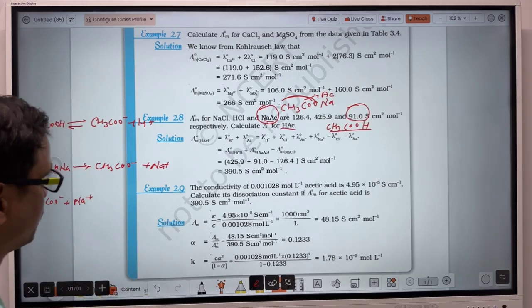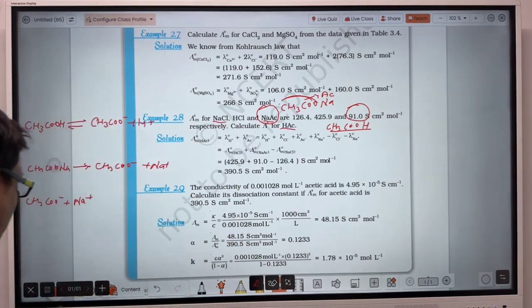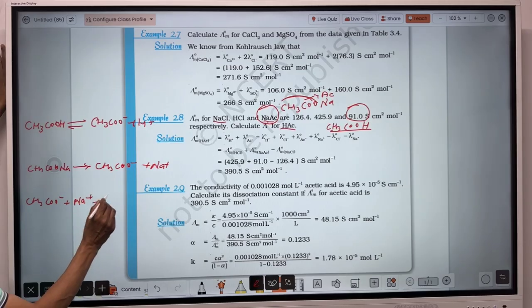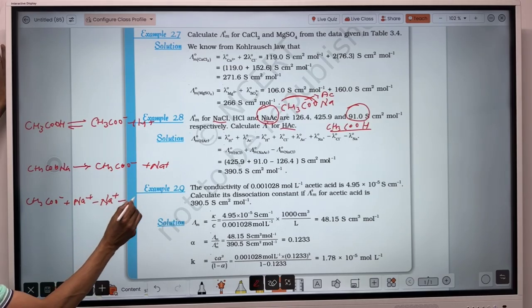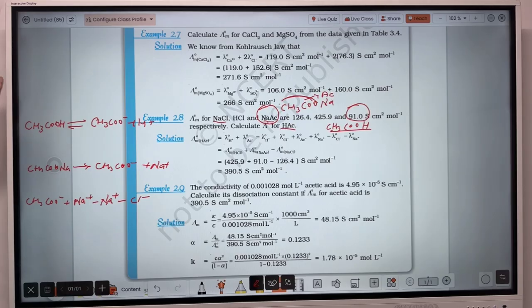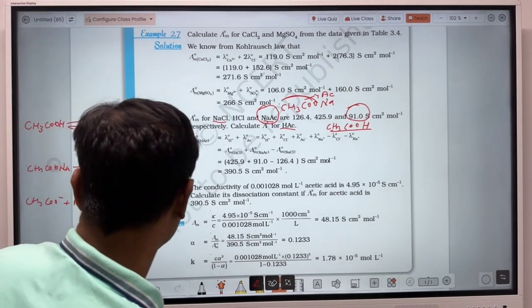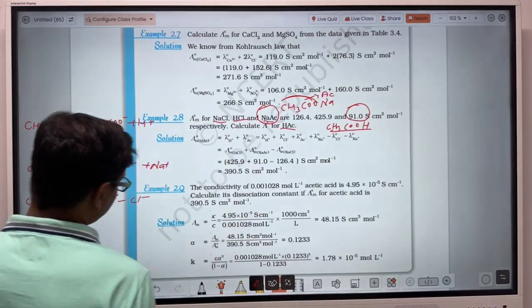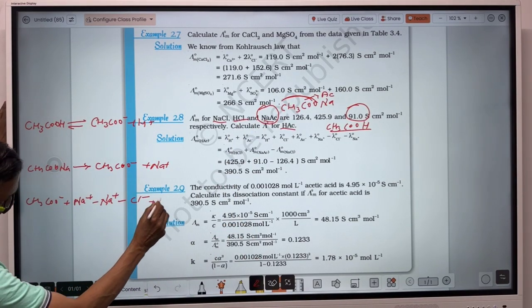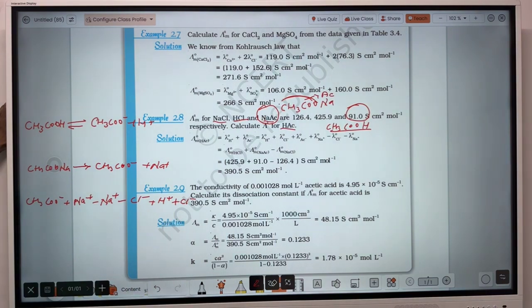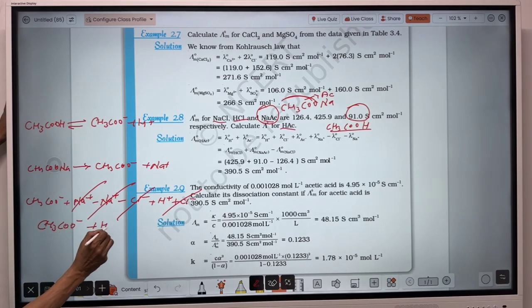So from where can you get sodium? Sodium you can get from here. Here it is plus, so take minus. NaCl will dissociate to Na plus and Cl minus. So when you subtract the NaCl, that will be minus Na plus and minus Cl minus. Now Cl minus is negative, so cancel it out by taking HCl. When you take HCl, you get plus H plus and Cl minus. So Na plus cancels out, Cl minus cancels out. Finally you will get acetate ion and the H plus ion.